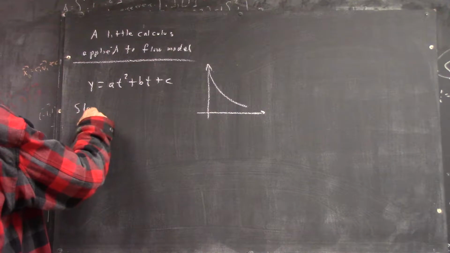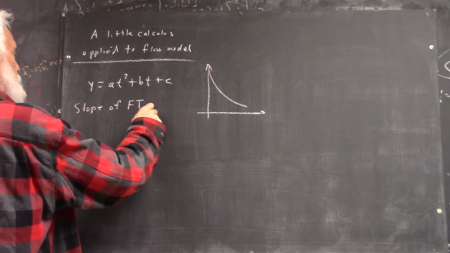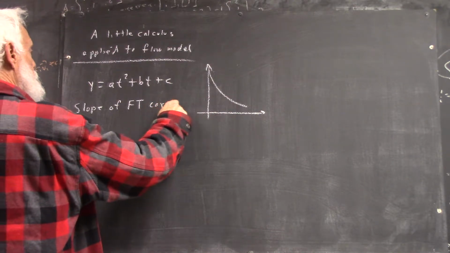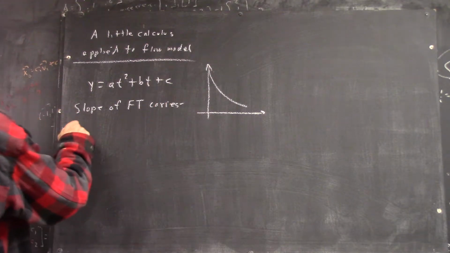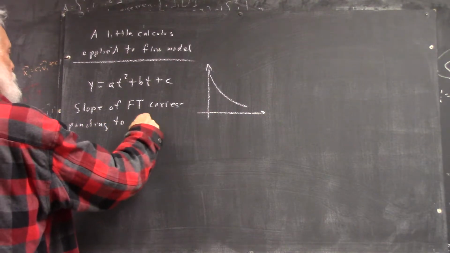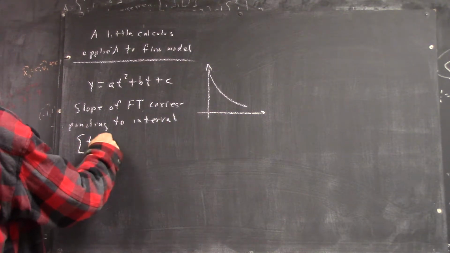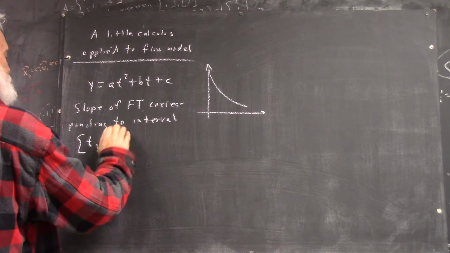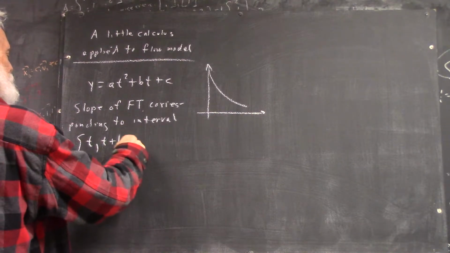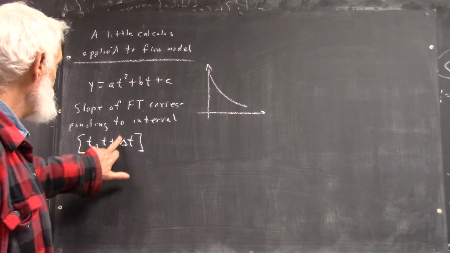Write down the expression for the slope of the fundamental triangle corresponding to the interval t to t plus delta t. I was going to use h, but that tends to invoke the idea of a horizontal translation, and that's not what we're talking about here.